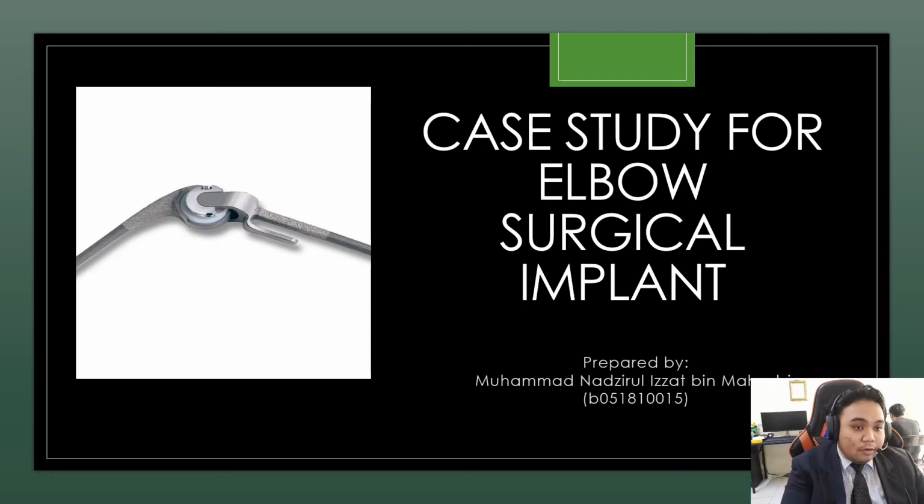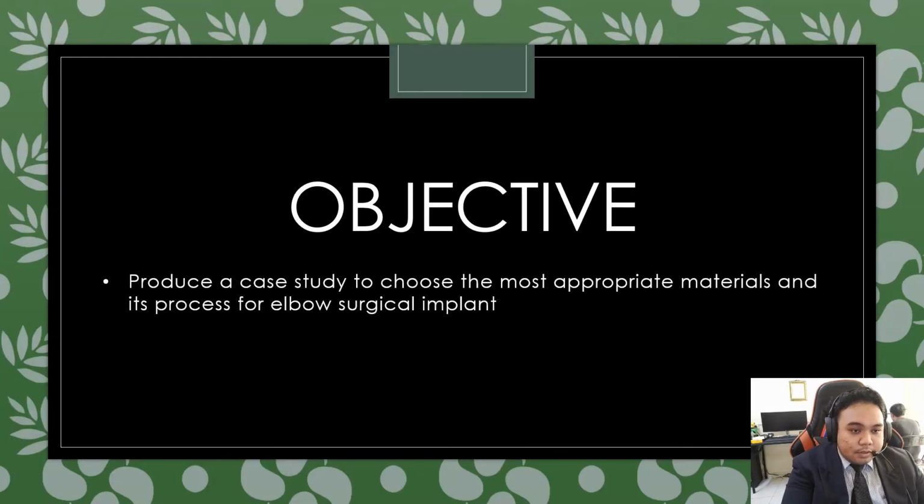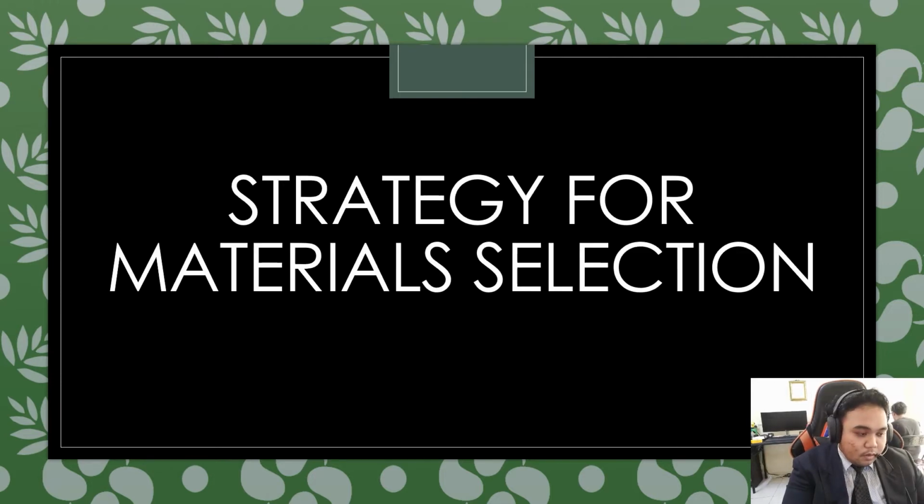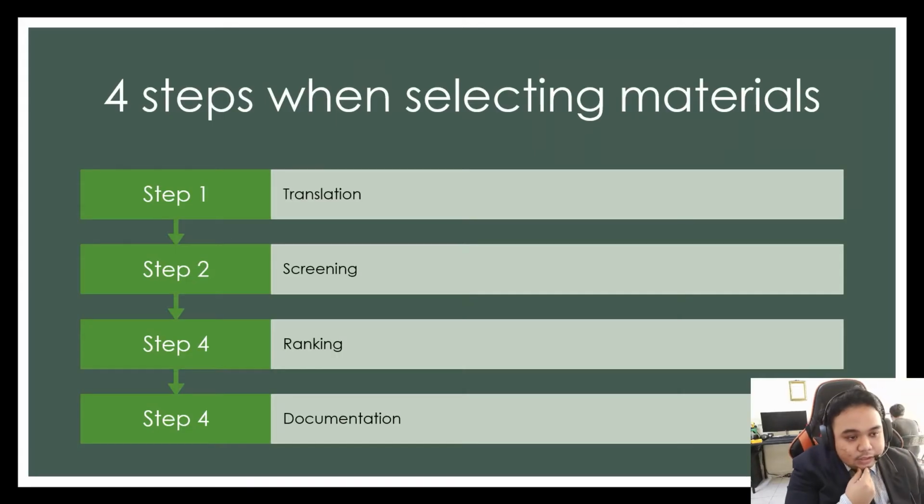Today I'm going to present the case study for the elbow surgical implant. The objective is to produce a case study to choose the most appropriate materials and processes for an elbow surgical implant. There are 4 strategy steps in selecting a suitable material: translation, screening, ranking and documentation.